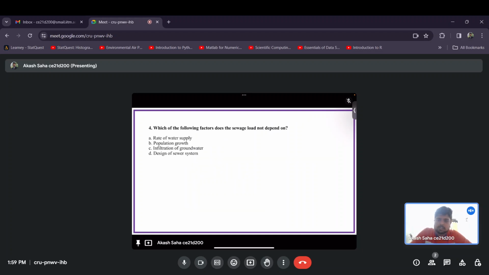It's a theoretical question. Which of the following factors does the sewage load not depend on? You have to say which factor is not a factor for the sewage load. The options are rate of water supply, population growth, infiltration of groundwater, design of sewer system. So think for a minute.